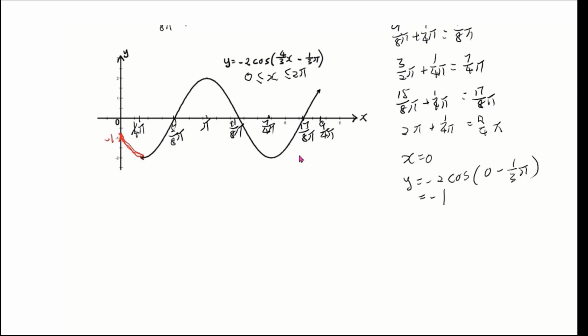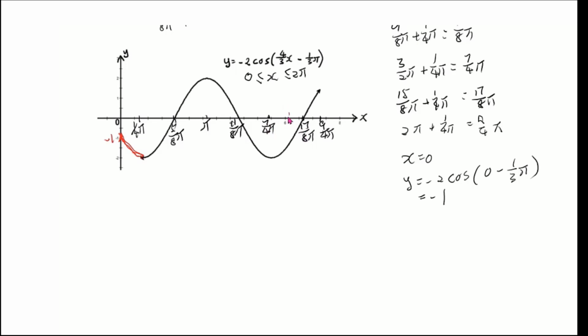As for the right hand side, when we look at the diagram, we can see that this value 9 over 4 pi is more than 2 pi. So this is out of the range that we want. Same thing, 17 over 8 pi is also more than 2 pi. So these 2 points are out of range of the value of x. 7 over 4 pi is less than 2 pi. That means 2 pi is somewhere in between 7 over 4 pi and 17 over 8 pi.